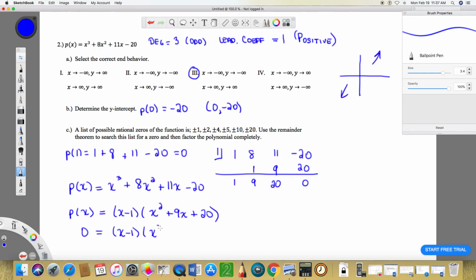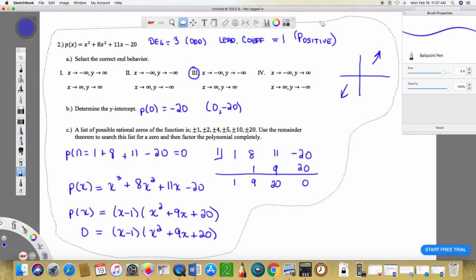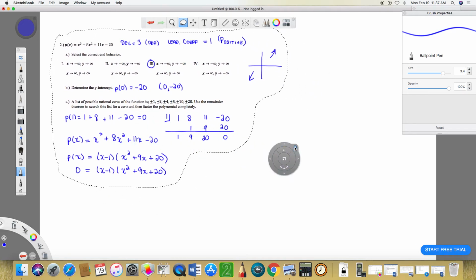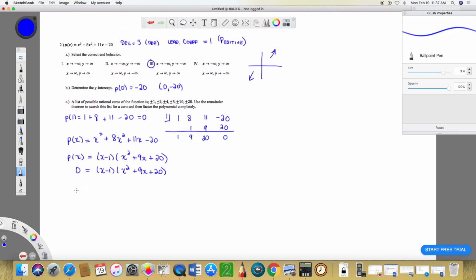Now this quadratic, maybe it factors, maybe we have to use the quadratic formula. If you don't like factoring, it's just that the quadratic formula usually takes a lot longer and more effort than factoring. But technically, I guess if you were fast enough at it, you could do it. So this factors to x plus 4 times x plus 5.